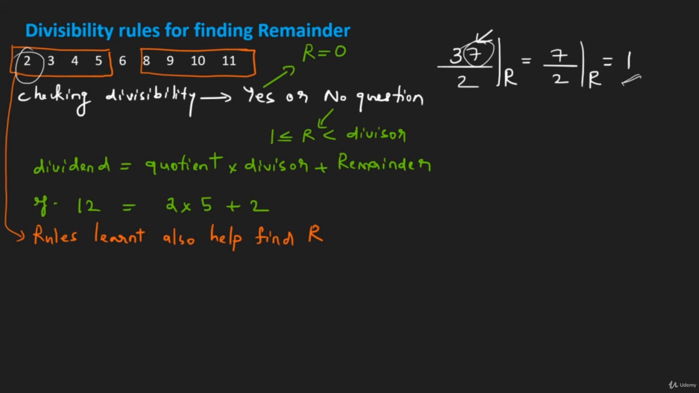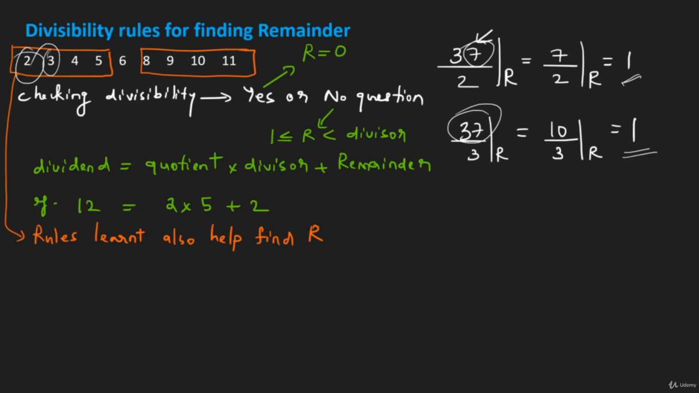Alright, now let's go on for 3. Say you want to do 37 divided by 3 and finding the remainder. If you want to do that, you just need to take the digit sum, because the divisibility test for 3 was digit sum. So to find the remainder also, you can do 3 plus 7, that's 10. So 37 by 3 taking the remainder is the same as 10 by 3 taking the remainder. And 10 by 3, you know, it goes 3 times and you get a remainder of 1 over here.